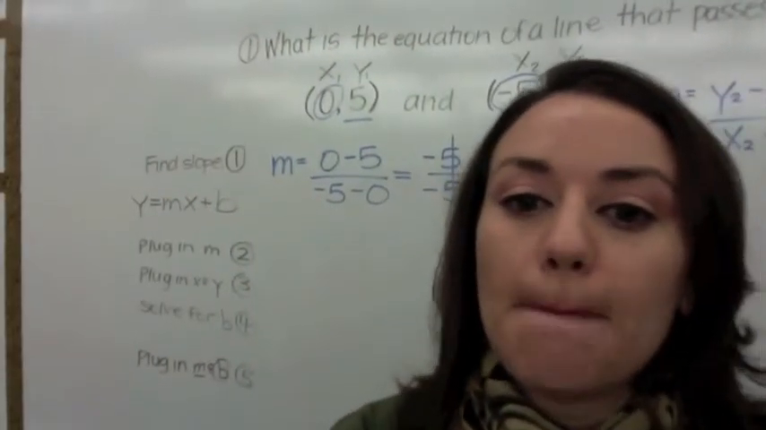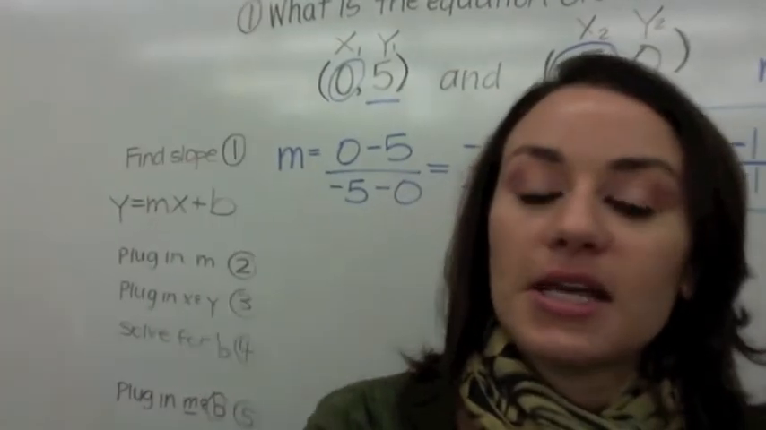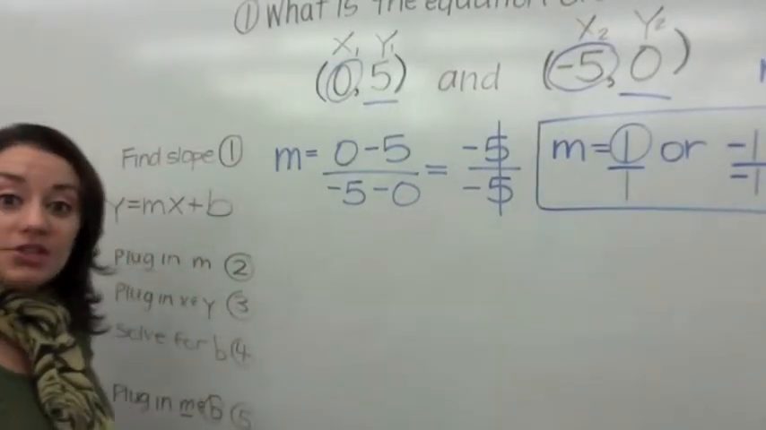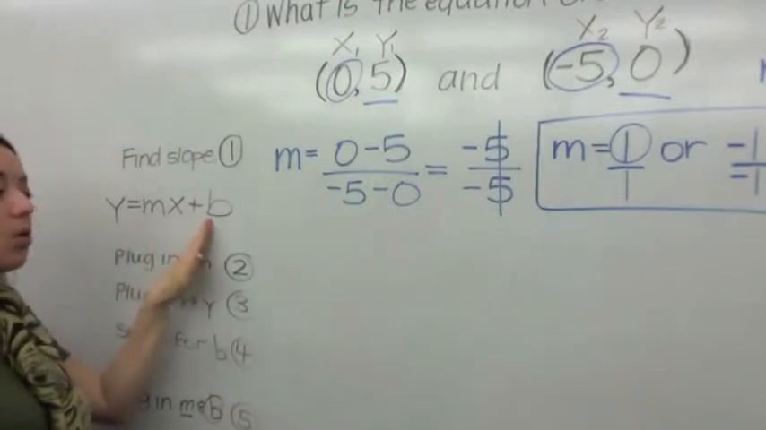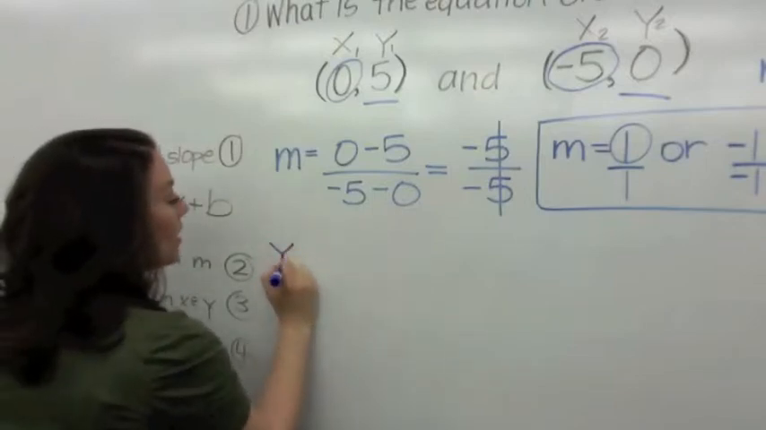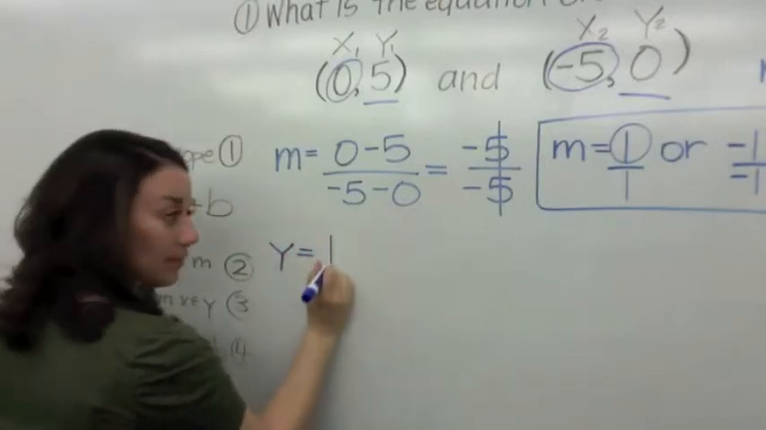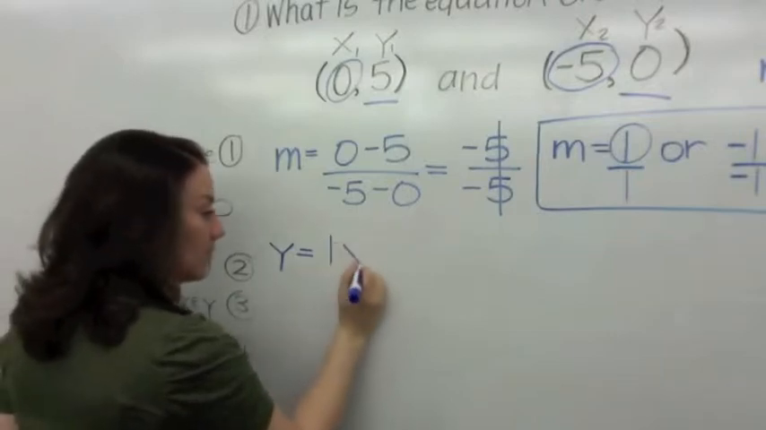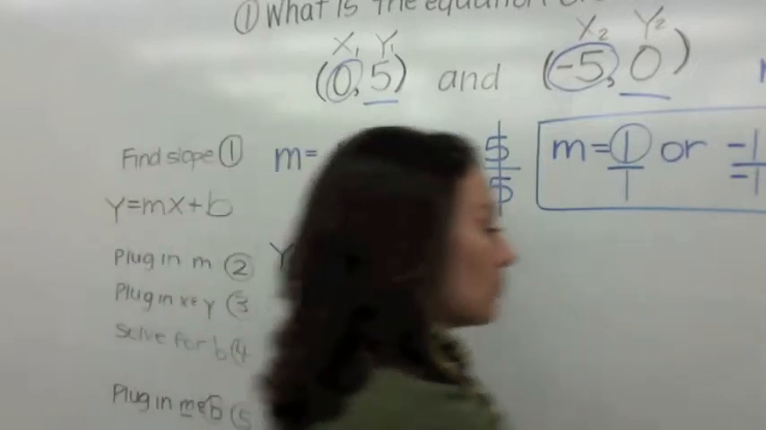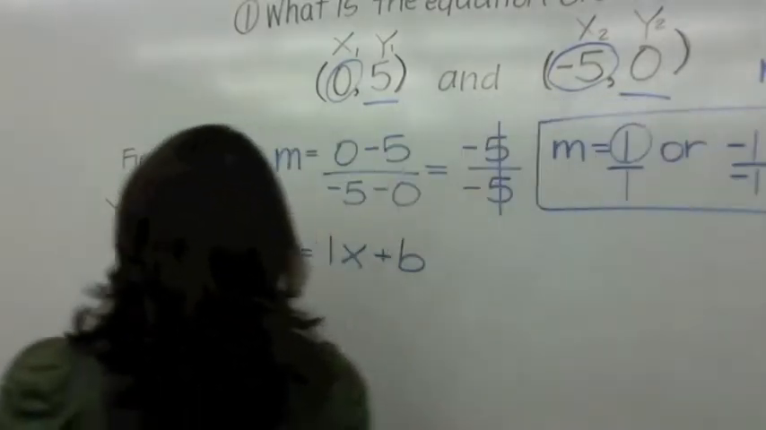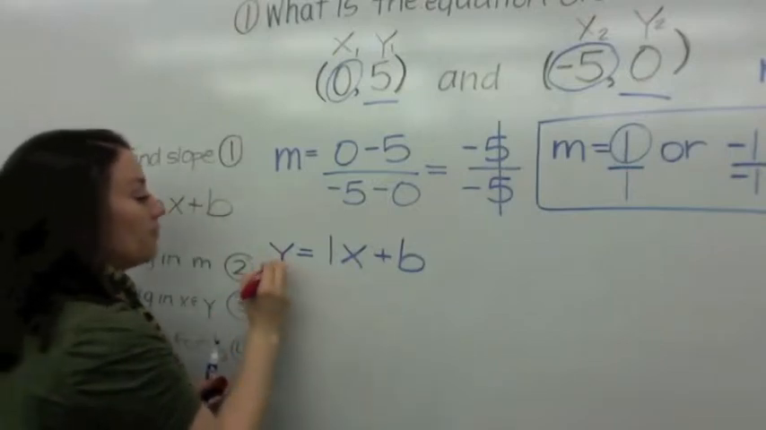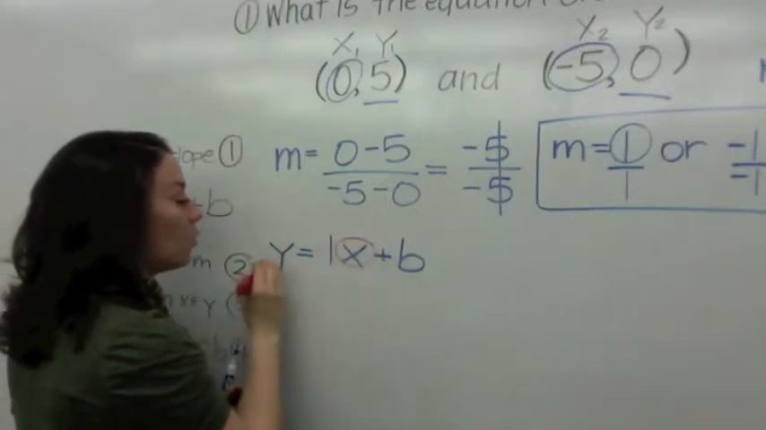Step 2 is, what is step 2? It is plug in m. And which equation do you plug it into? Yo mama's ex-boyfriend. Or read it with me. y equals mx plus b. So let's do that. We say y equals, well, the slope is 1, okay? Times x plus b. Now what we're going to do for step 3, read it with me, is plug in x and y.